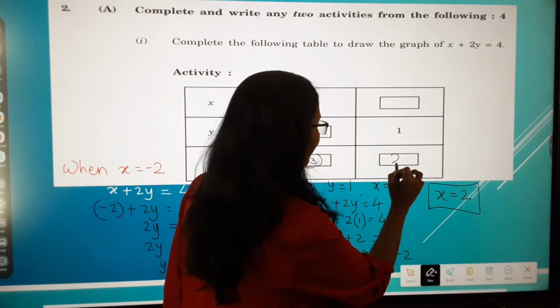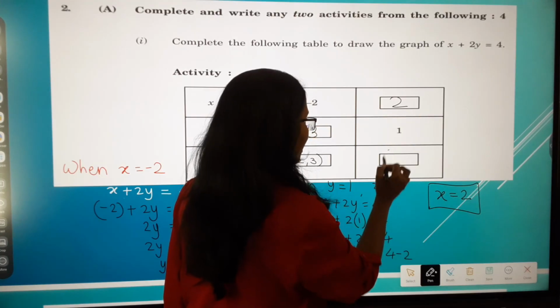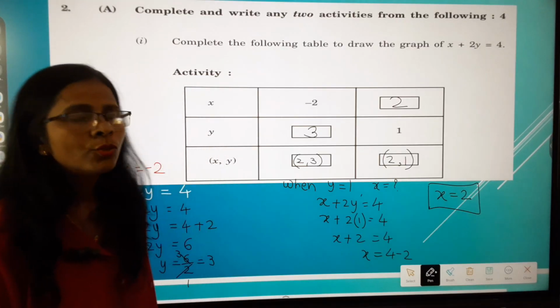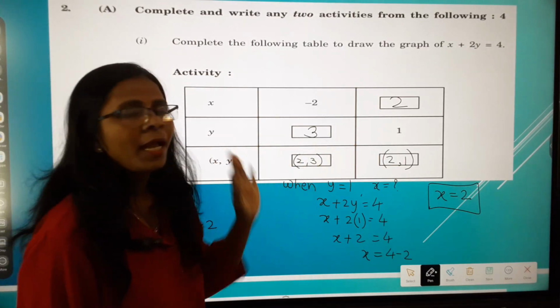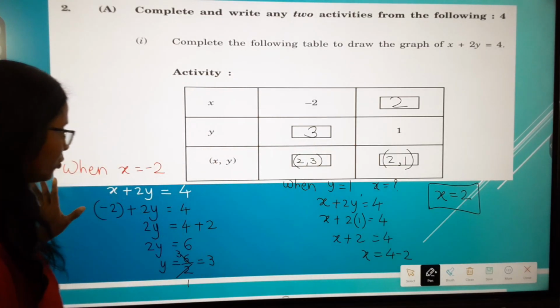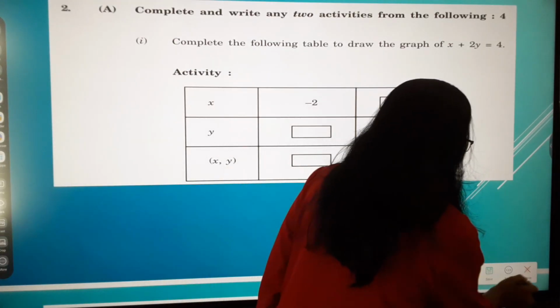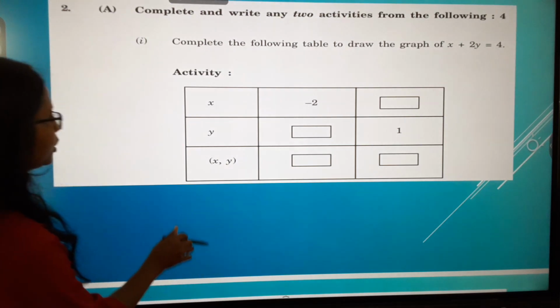Okay. So this way. And here the coordinates are 2, 1. Okay. So such a way you can complete this activity. Okay students, it is very easy, it is very easy. Okay, nothing difficult. Let's go, next question students.